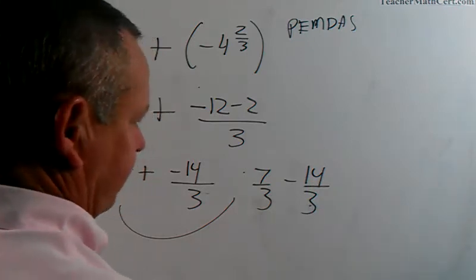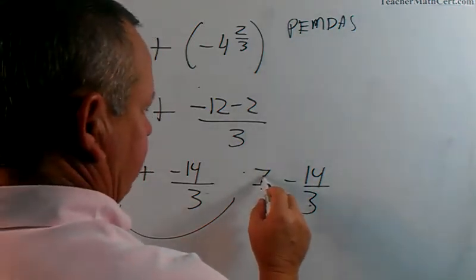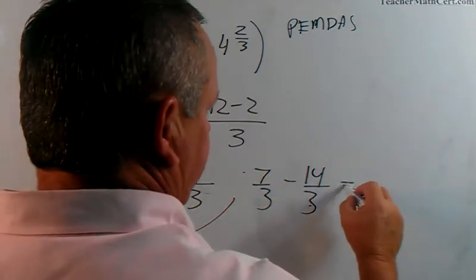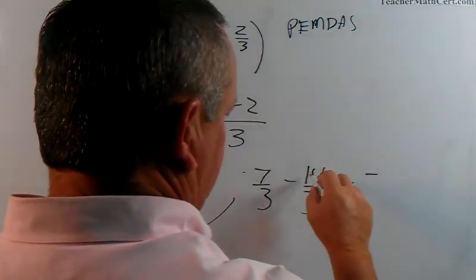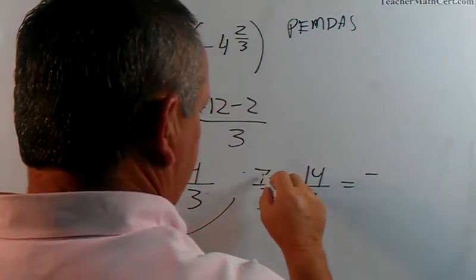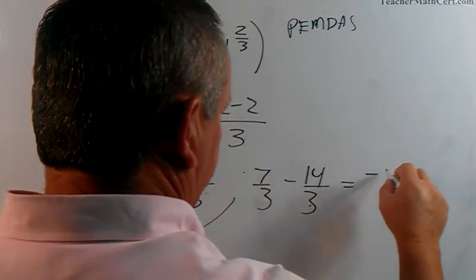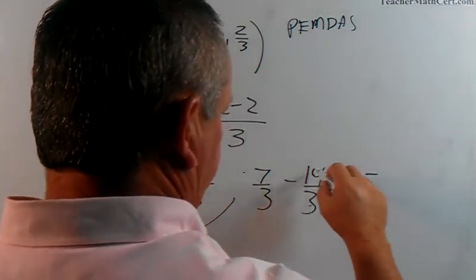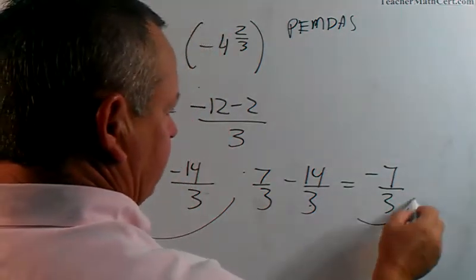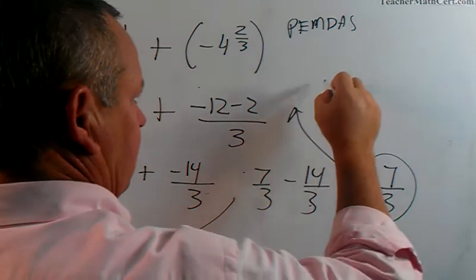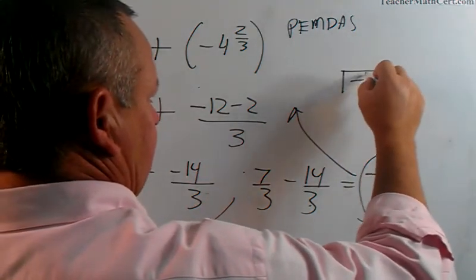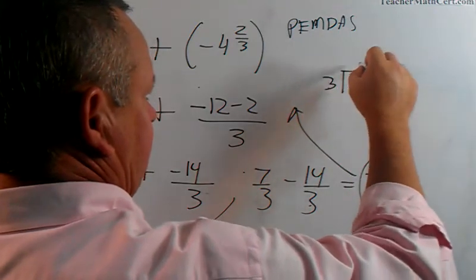Same common denominator, so we can add these guys. We've got a 7 and a minus 14, which is bigger, the minus. So the number is going to be minus 7 and 14, a negative 14 plus a positive 7 is going to be what? A negative, right? Because this is bigger. 7 over 3. How do we convert this back? We divide. 3 goes into negative 7. Negative 7. 3 into negative 7.